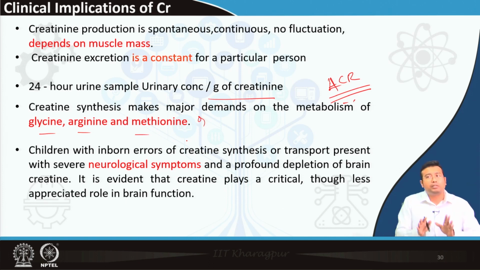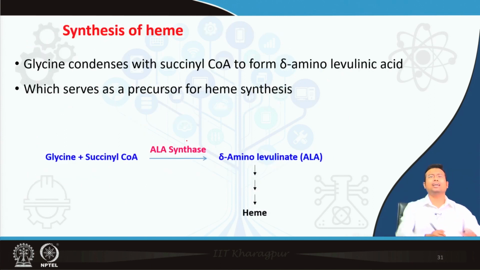So, these 3 amino acids are very essential, and where there is an error in this creatine synthesis pathway, it has been found that those children present with multiple neurological symptoms. Hence, it has been hypothesized that creatine plays a critical role in brain development and brain function. It is still in research phases, but mind it, creatine synthesis problems lead to neurological symptoms in babies. So, next we move on to another important product, that is heme synthesis.